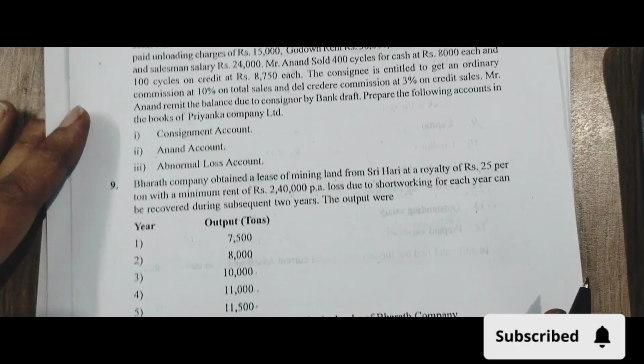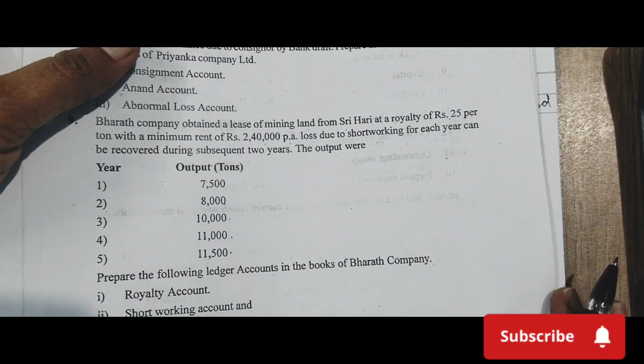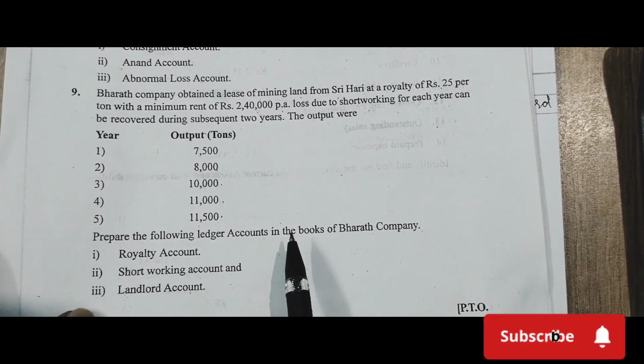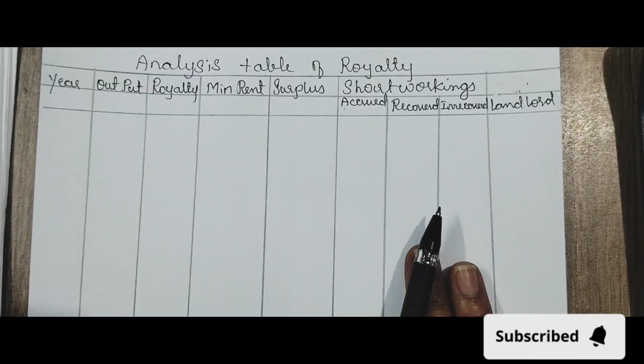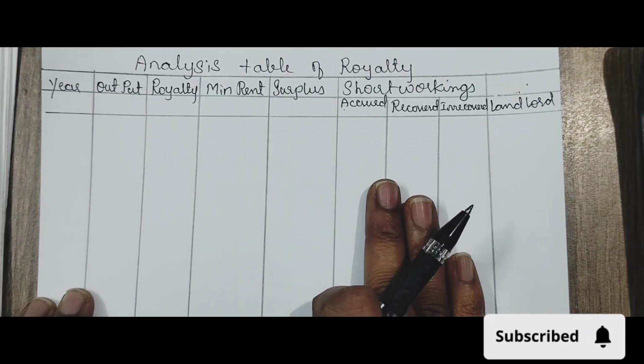In the previous video, I have solved the questions related to the ledger entries and journal accounts. You can watch those videos for your more understanding. Let us solve this question. First, you need to prepare the analysis table of royalty.